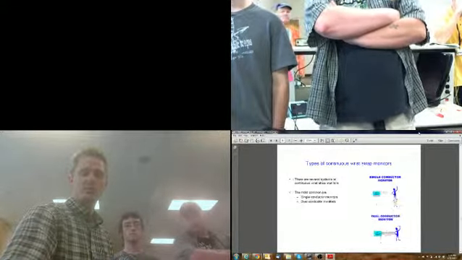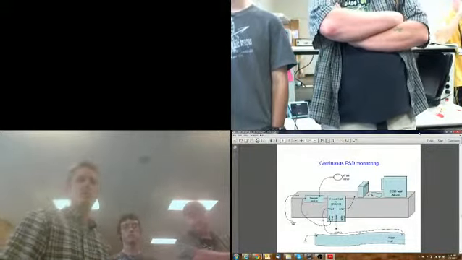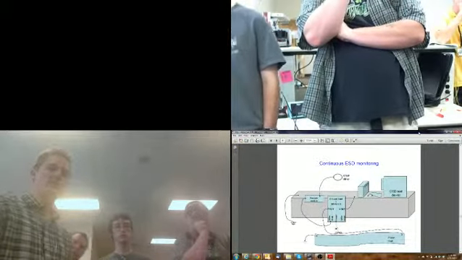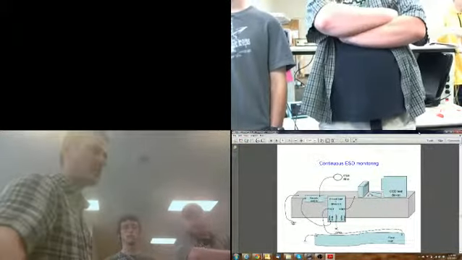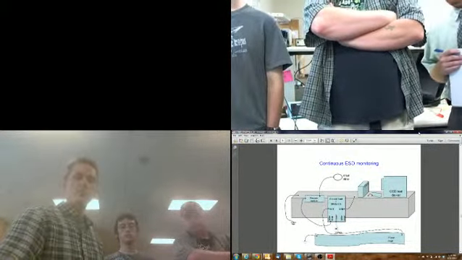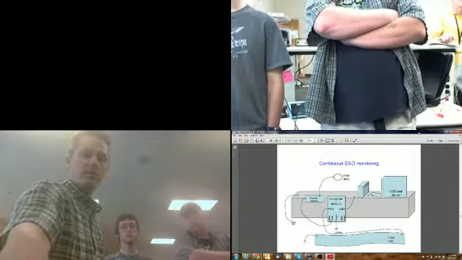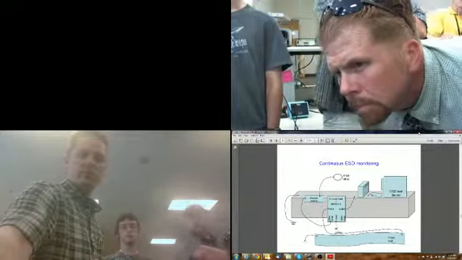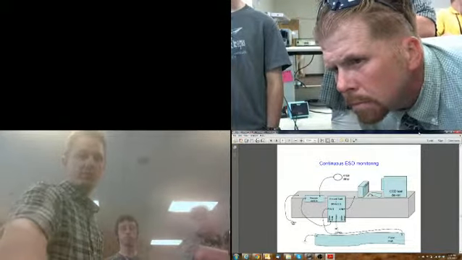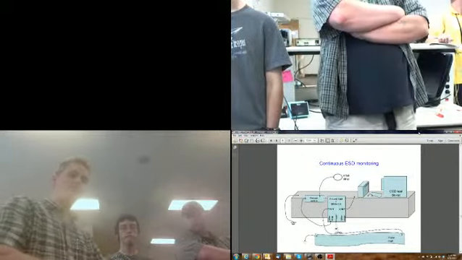These are just some backup slides. Here's a typical continuous monitoring setup. You'll have a conductive floor mat, and then you'll have ground mats over here on the table. You'll have a wrist strap. What the wrist strap does is it grounds yourself.